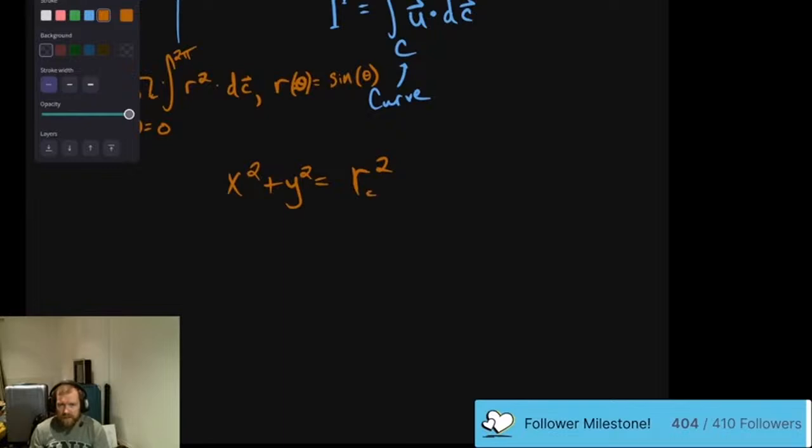So this is a constant, right? It's just the radius of the circle itself. If we want to parameterize to r and theta, then our x and our y here need to be changed to r cosine theta and r sine theta, each squared.